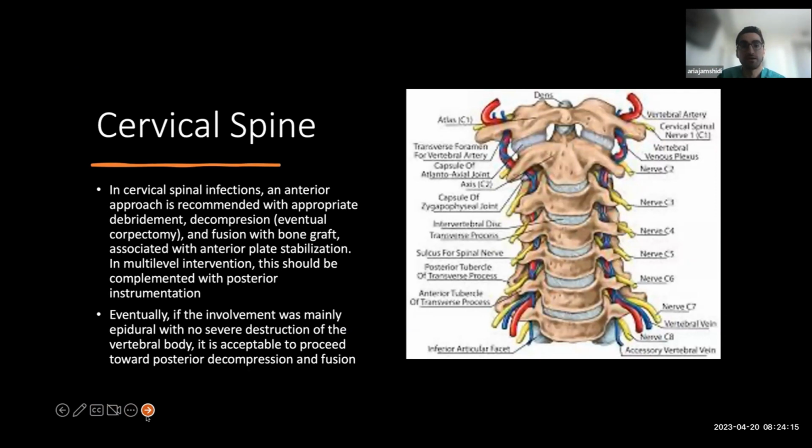And you can achieve a gross decompression of the spinal cord with discectomy and/or corpectomy, and then at the same time use a bone graft or a piece of fibula and use an anterior plate to stabilize it. If the involvement was mainly epidural with no destruction of the vertebral body, then it's definitely also acceptable to proceed with a posterior decompression and fusion.